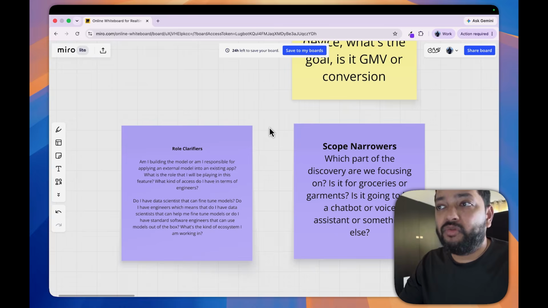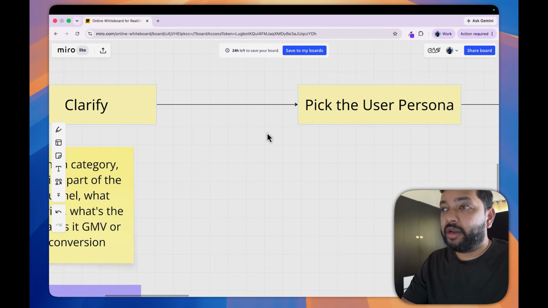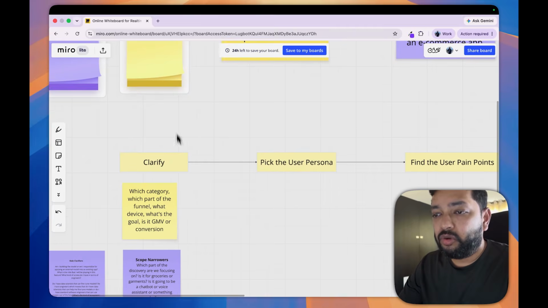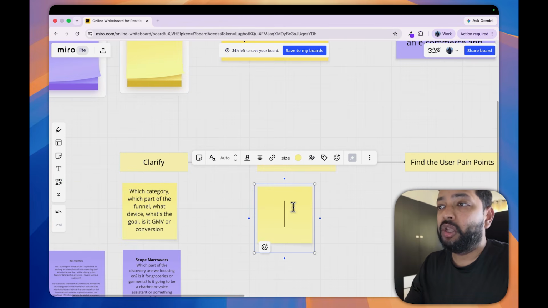Now, let's quickly move to the other ones. The next bit is to pick the user persona, right? I'm just going to grab another sticky note here, and I'm going to talk about what all you need to do in a standard product sense question from a user persona perspective.